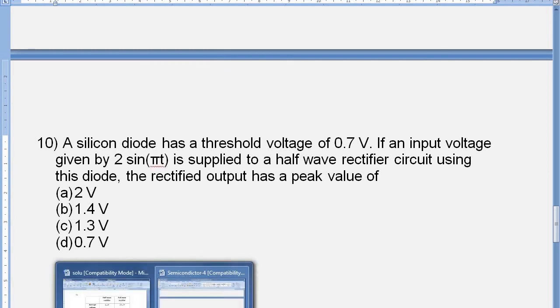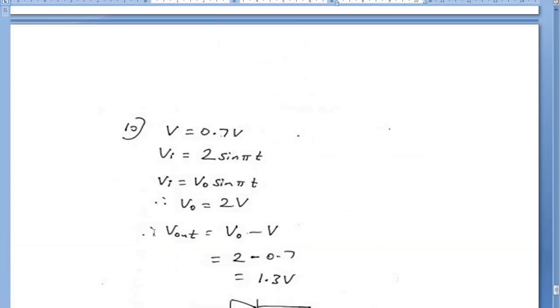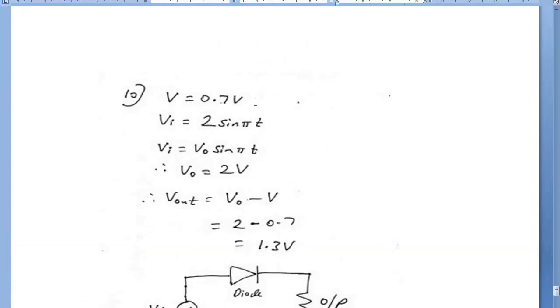So this is quite simple. Here for this case V is given as 0.7 volt, which is required to make the diode forward biased. Vi is 2 sin pi t. If we compare this with the sine wave equation, V0 is actually 2. The peak voltage V0 is 2 volt.